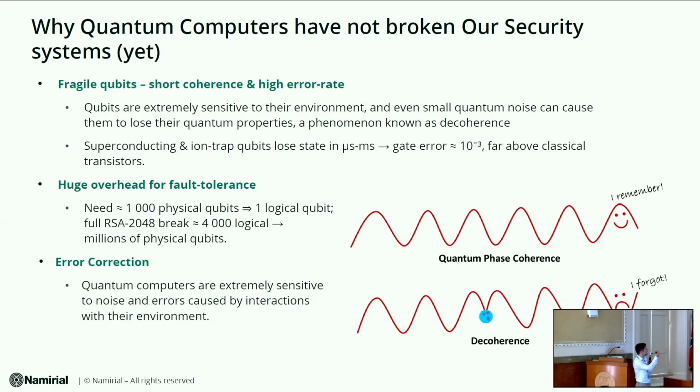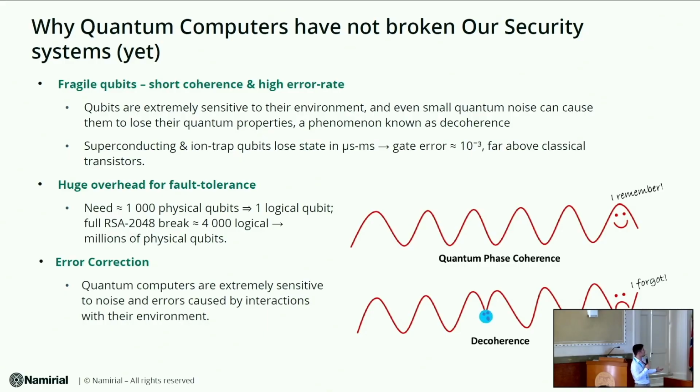The first problem is fragile qubits. Even a small amount of disturbance, quantum noise, can cause a qubit to lose its quantum properties. There is this drawing that I really appreciate, that is quantum coherence. Quantum decoherence is a sort of state where a qubit doesn't know where to go. It doesn't know its properties, its values. So even if we do some sort of operation, some sort of calculation, we arrive at a completely different result.